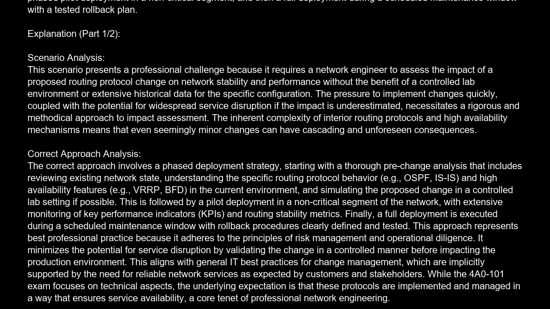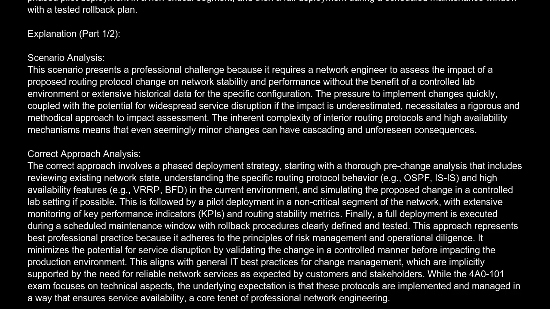The correct answer is C. Conduct a comprehensive pre-change analysis, including simulation in a lab environment if possible, followed by a phased pilot deployment in a non-critical segment, and then a full deployment during a scheduled maintenance window with a tested rollback plan.